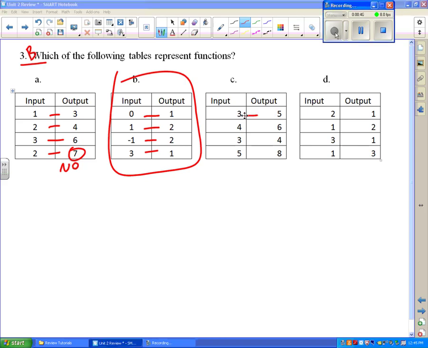For the next one, 3, 5, 4, 6, 3, 4, right? So 3, this should be a 5, right? So that one's no good. No. And 2, 1, 1, 2, 3, 1 should be 1, 2 here. So that's a no.